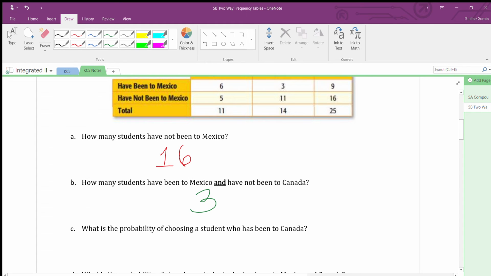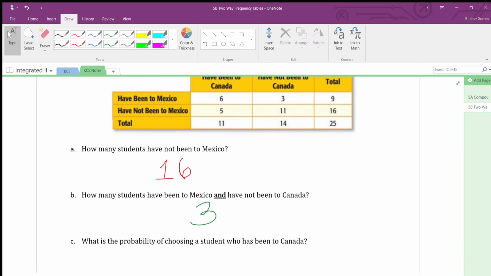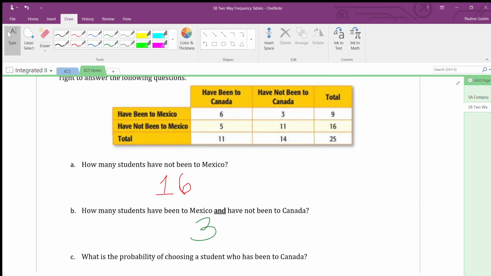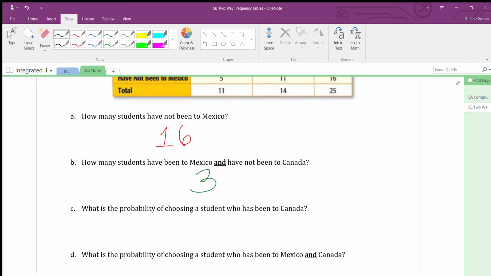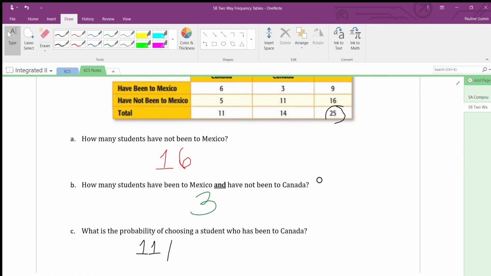What is the probability of choosing a student who has been to Canada? So I'd like a total of those students. That's the first column. If you look at the very bottom, a total of 11 students have been to Canada. Perfect. I'd also like to know, what's the total amount of students surveyed? You can always find this in a two-way table at the very corner at 25. So 11 out of 25 students have been to Canada.